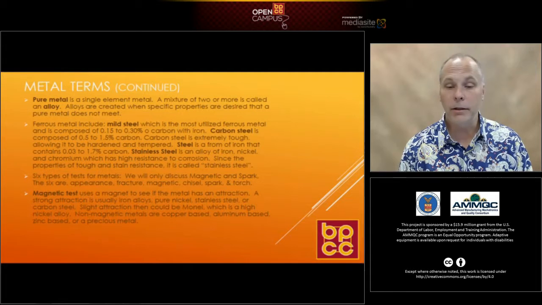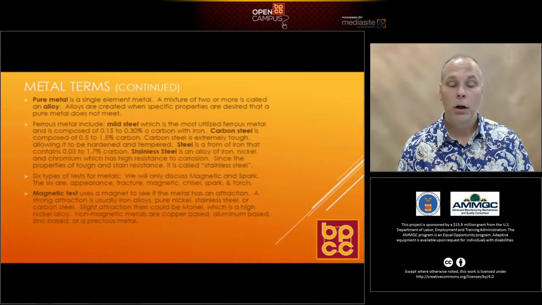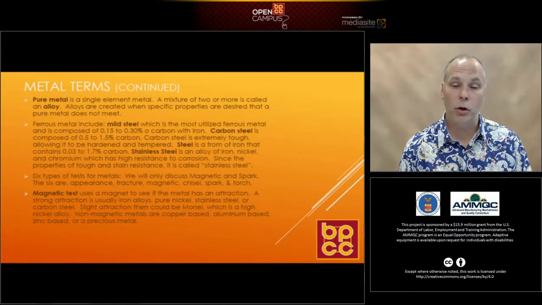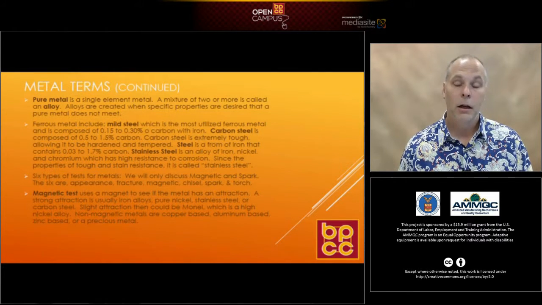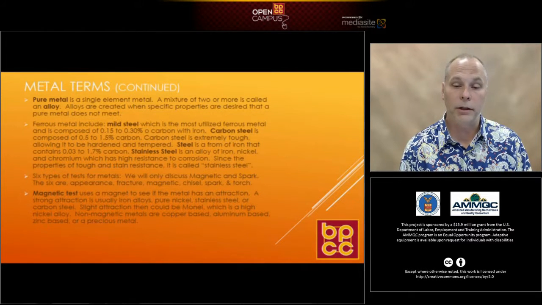Then you have stainless steel. It is an alloy of iron, nickel, and chromium, which is highly resistant to corrosion, since its properties allow it to be tough, as well as stain resistant and corrosion resistant. Hence the name stainless steel, since it's very hard to stain, and it's very tough. That is how the name came about.